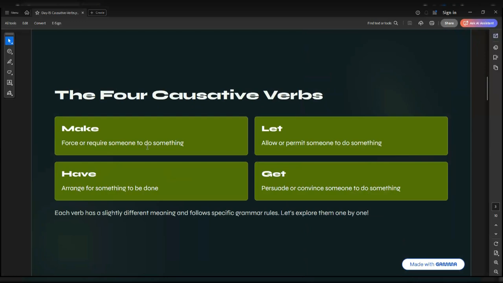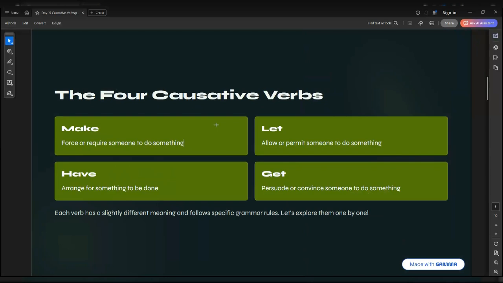Next, there are four causative verbs in total. You can see in the mind map as well. First one is make, second one let, third one have, fourth one get. First one, make. For example, I make my employee work harder. Means I'm forcing them to work harder. They are not doing it by themselves. They do not have any choice. They have to do it. So make means to force or require someone to do something.